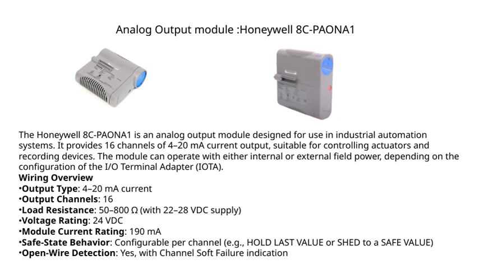Additionally, the module includes open wire detection, which is crucial for identifying wiring issues. When an open wire is detected, it can trigger a soft failure indication for the specific channel, allowing for quick troubleshooting and minimizing downtime. Overall, the Honeywell 8C-PAONA1 offers a robust and flexible solution for analog output needs in industrial environments, linking your control system to field devices efficiently and safely.